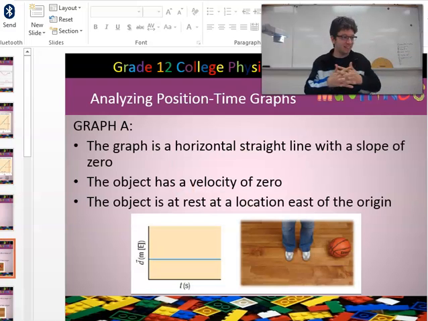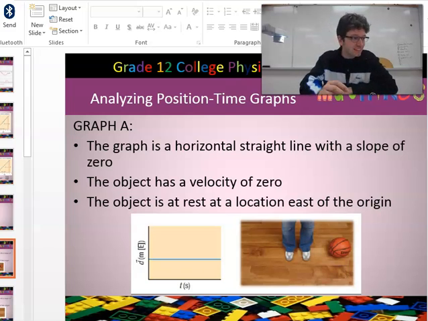All right, so let's analyze what different shapes actually look like. So here's one example. We just have a simple horizontal line. So in this case, again, your position isn't changing over time. So it simply means the object is not moving. But we can say a little bit more about what's happening, right? Because it's in the positive direction, we can say the object is east of the origin. And if we had actual numbers here, we'd be able to tell exactly where it is because it is telling us its position.